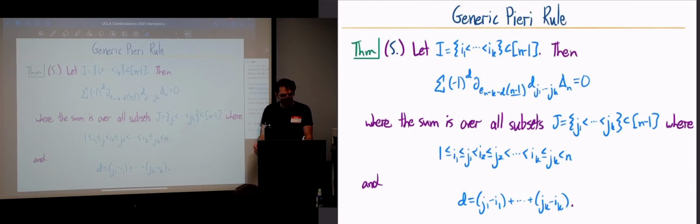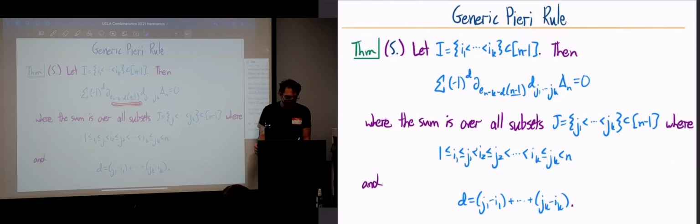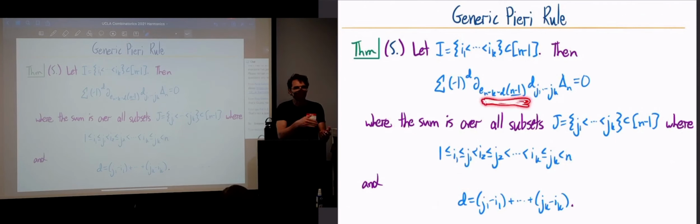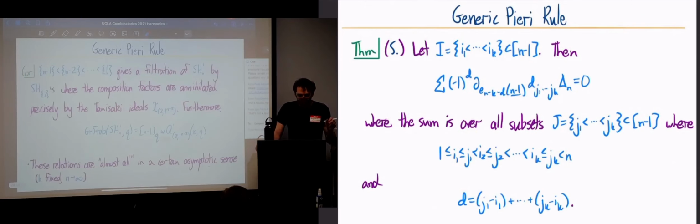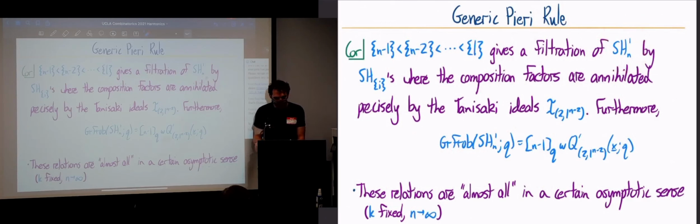Why did I call it the generic Pieri rule? It's generic because it's for arbitrary I, and Pieri just because it's multiplicity free, ignoring the plus or minus. And also, we have these E's, sort of special E's being applied, so it's similar at least in a few ways. Okay, so the proof, I should mention, a corollary of this generic Pieri rule actually does completely work. It makes the whole thing work for SHN1.